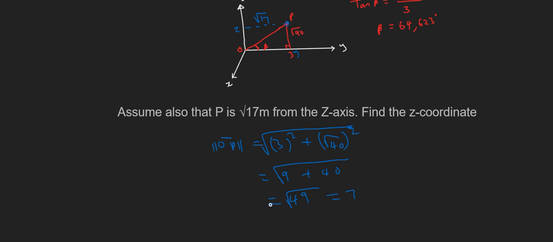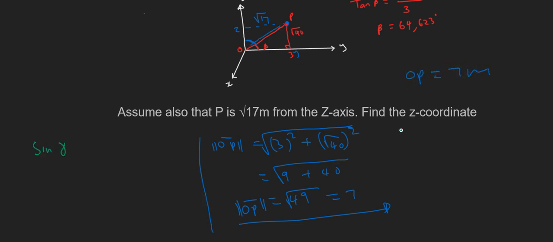plus or minus 7, but because this is a distance, it's a scalar, it's absolute. So we now know that OP is equal to 7 meters.